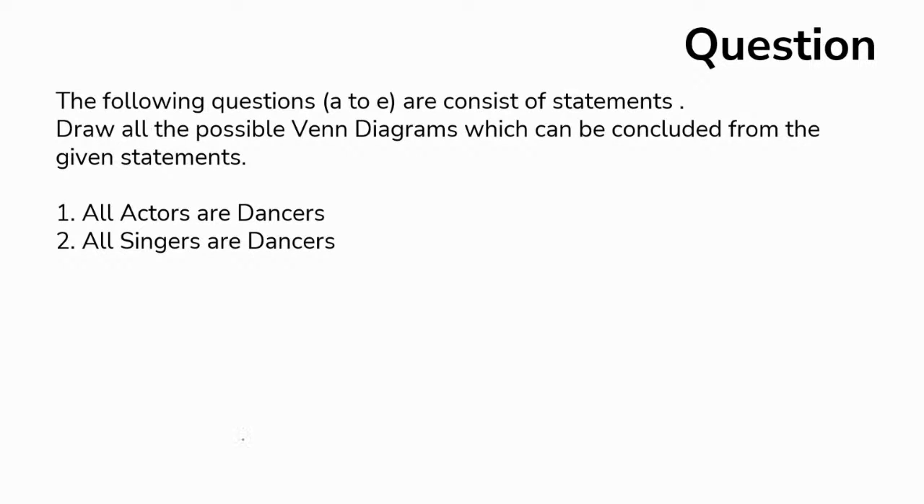Yes, guys. So what they're saying is draw all possible Venn diagrams which can be concluded from the statements. So, all doctors are dancers, all actors are dancers. In this case, if I go for the minimalistic diagram, all actors will be inside dancers. All singers are dancers, so all singers should also be inside this. So this is a possible diagram.